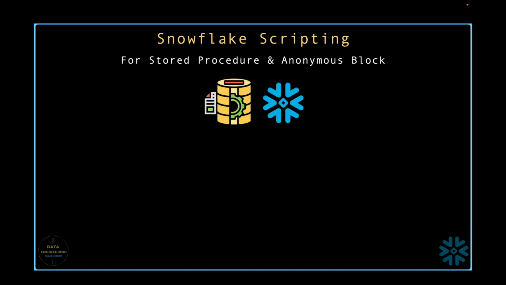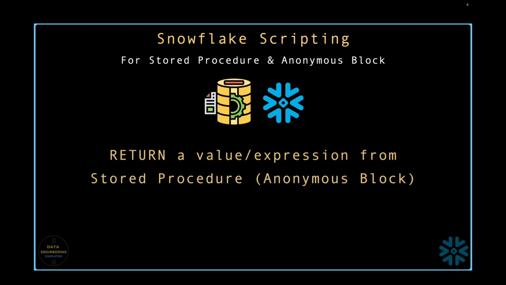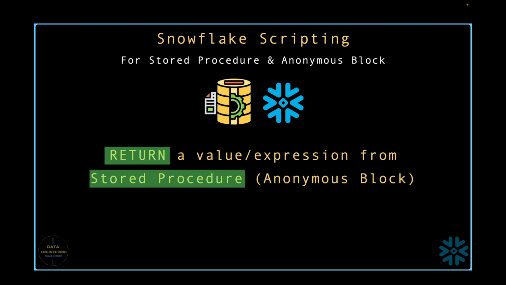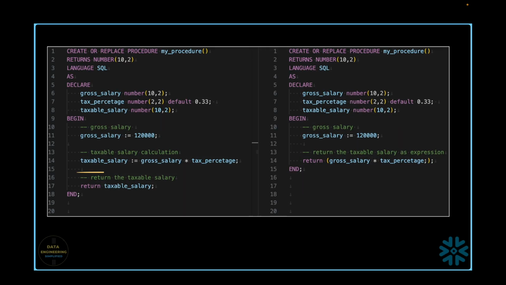So far, we have learned a lot of interesting things about Snowflake scripting, including block structure, variable declaration, variable assignment, and its detailed usage alongside errors and debugging patterns and interview questions. This chapter will focus on returning a value or an expression from a stored procedure or an anonymous block while working with Snowflake scripting. If you examine these two straightforward stored procs, one returns a variable while the other yields the outcome of an expression.